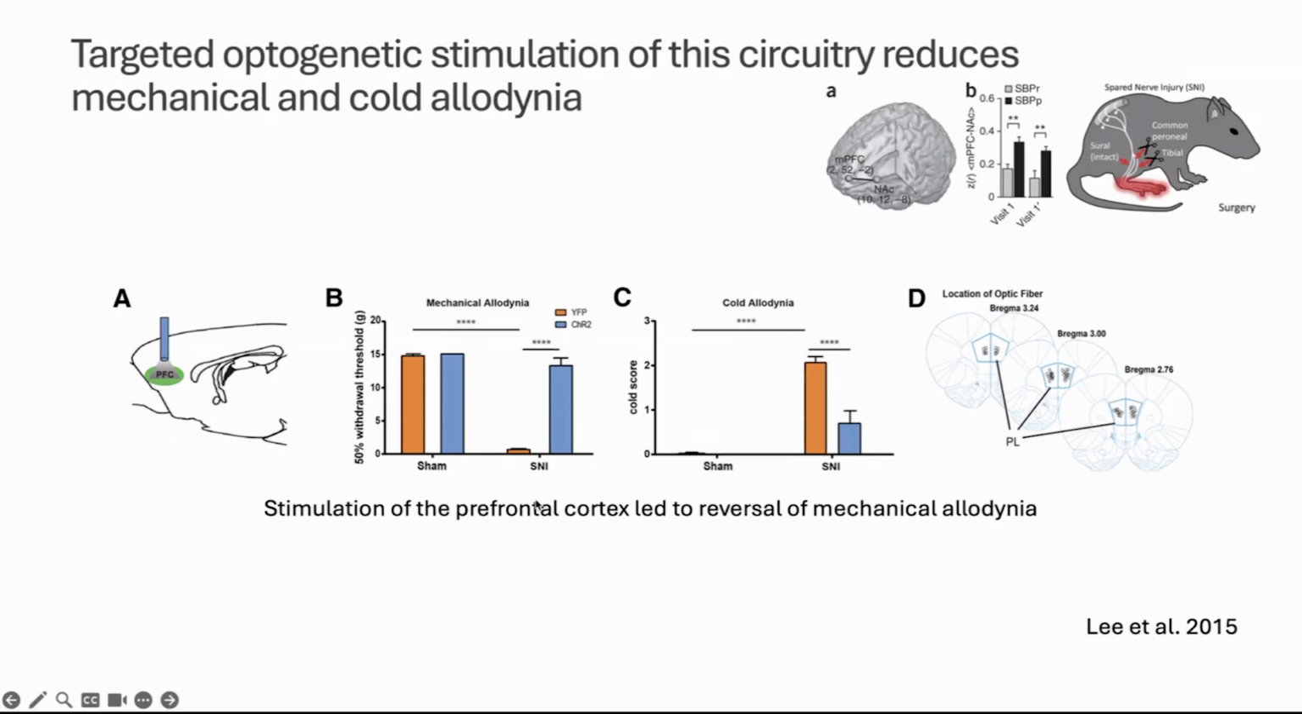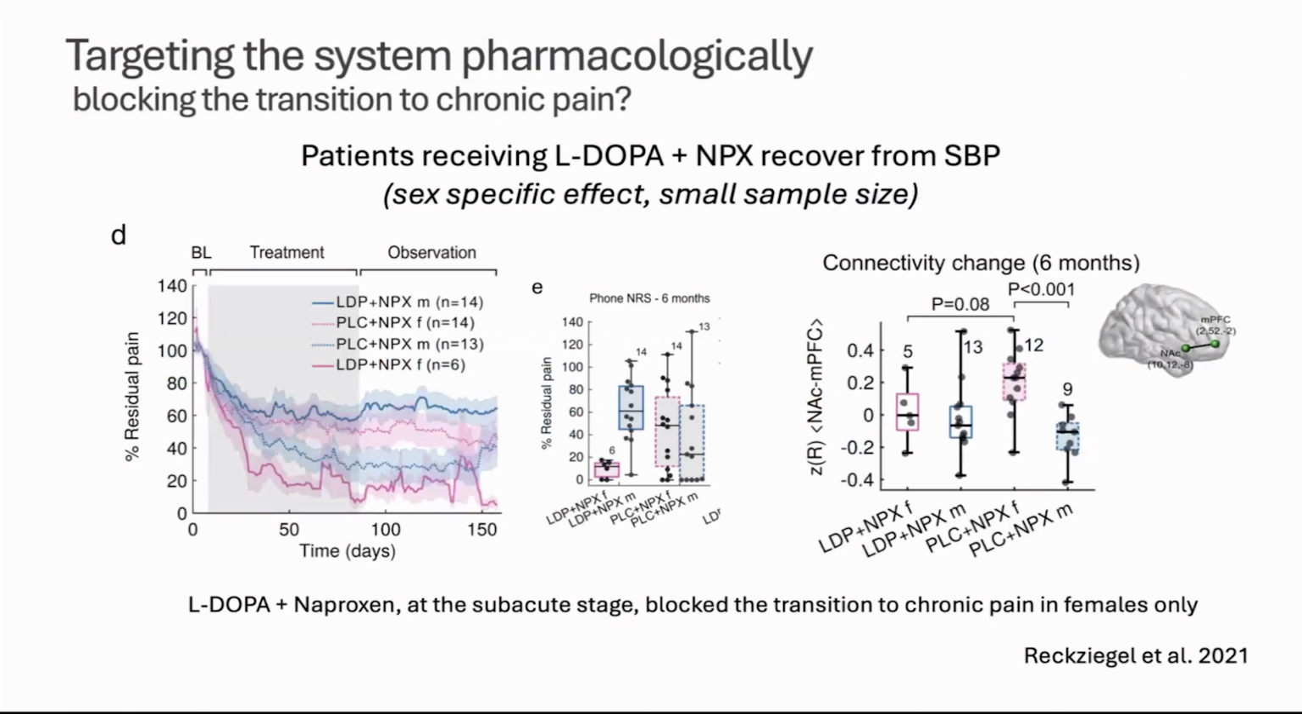So again, it's not just that we can pharmacologically block the transition to a chronic pain state, but even in the chronic pain state, if we stimulate these areas, then these mice become arguably pain-free.